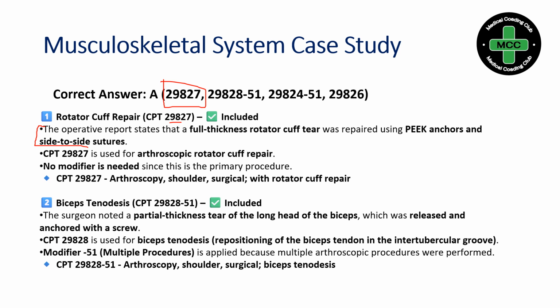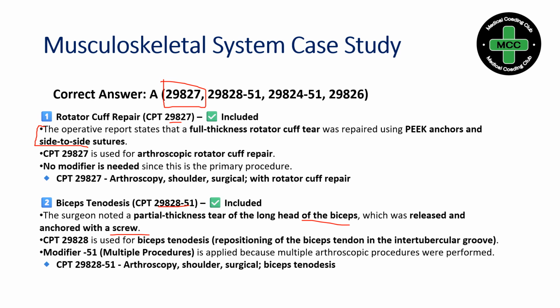Next, coming to biceps tenodesis. The surgeon noted a partial thickness tear of the long head of the biceps, which was released and anchored with a screw. Whatever the detachment is, they are trying to restore it using a screw. So you get 29828. We are going to use modifier 51, because here we have multiple procedures and we are dealing with two primary procedures.